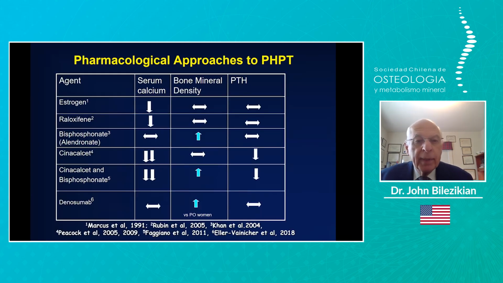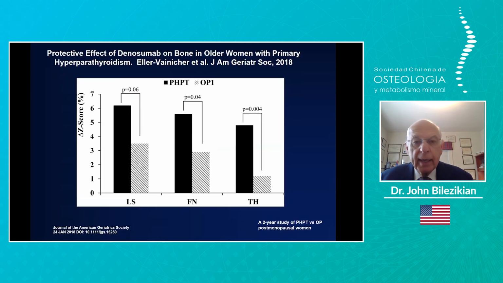This is a table of the effects of these various drugs, and I want to call your attention to denosumab that has recently been studied in this regard. This is an interesting paper in which postmenopausal women with osteoporosis were treated with denosumab. That's in the hatched bars. And these, another group matched of osteoporotic women with hyperparathyroidism were studied.